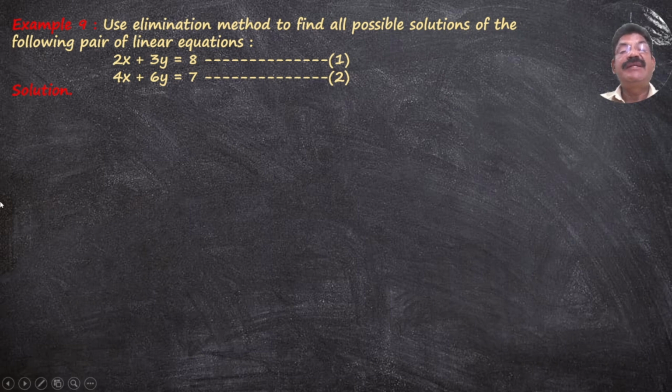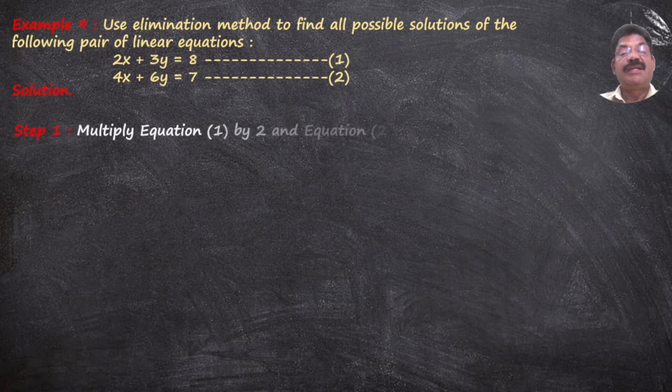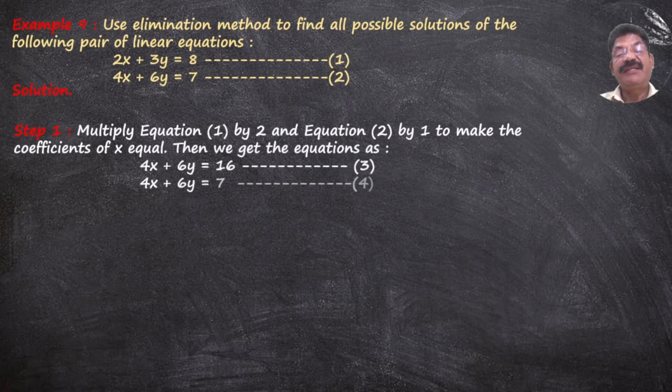Example 9. Use the elimination method to find all possible solutions of the following pair of linear equations. 2x plus 3y is equal to 8, equation number 1. 4x plus 6y is equal to 7, equation number 2. Now I want to make the coefficients of x equal. So for that I multiply equation number 1 by 2 and equation number 2 by 1.